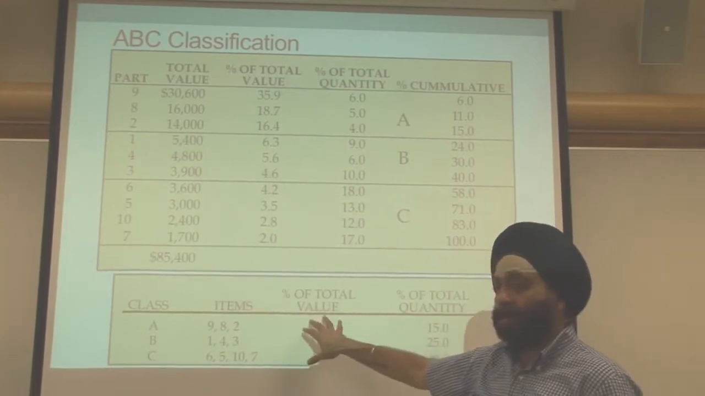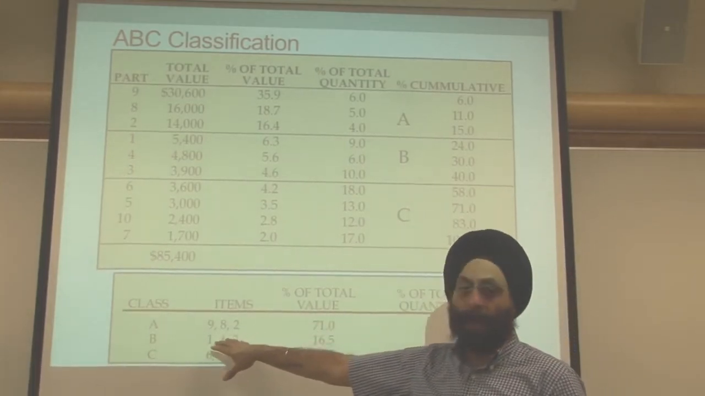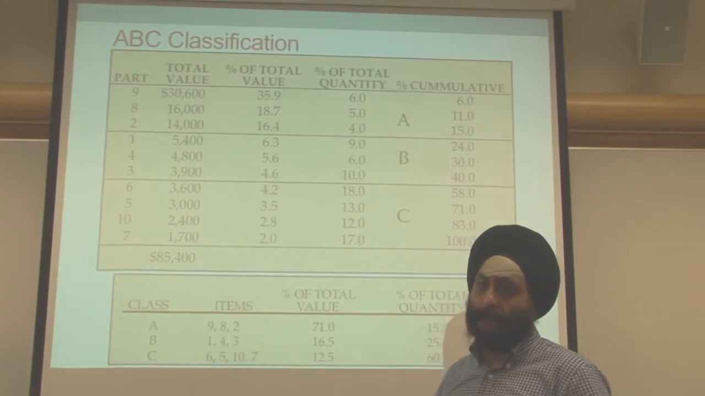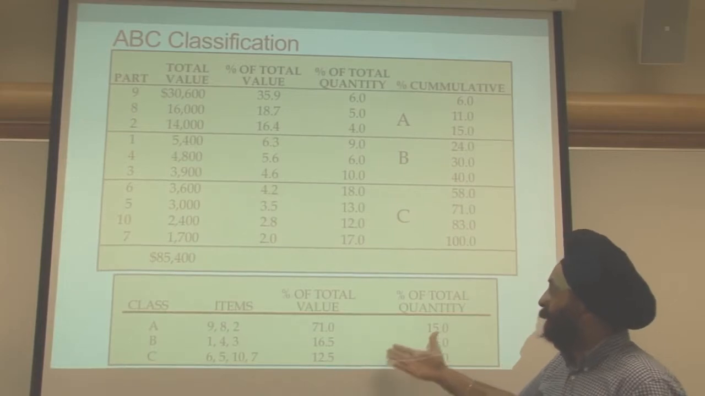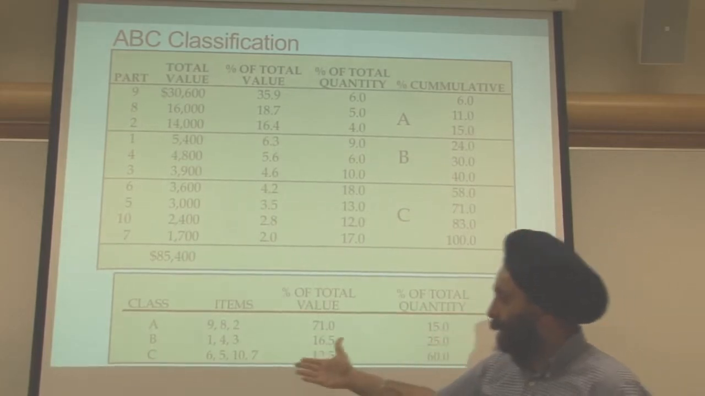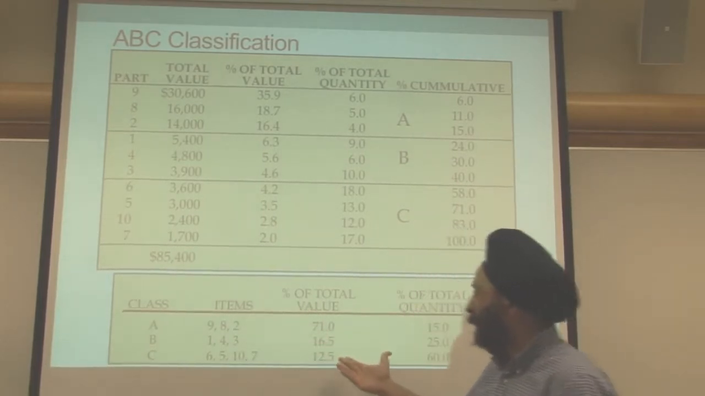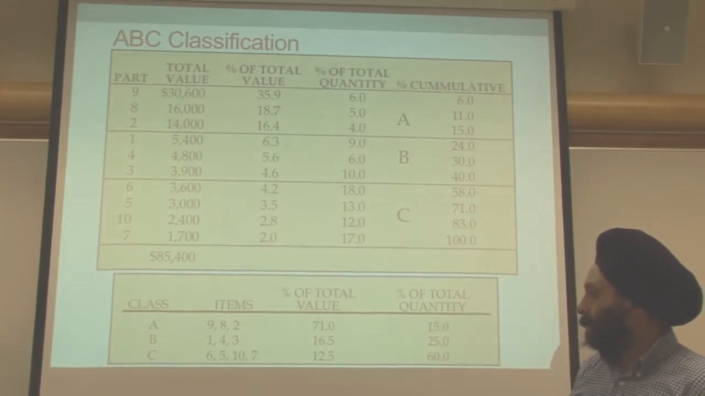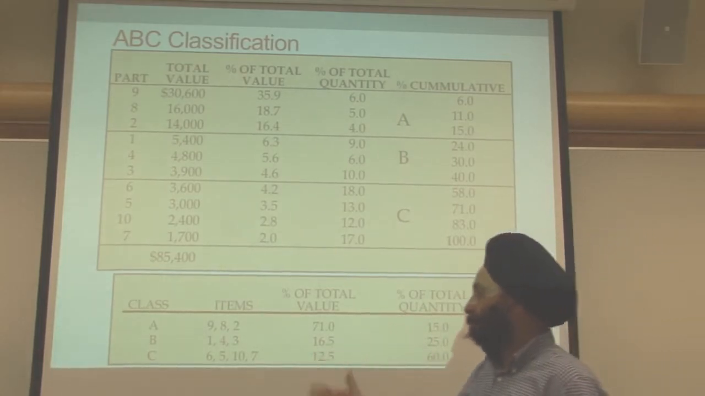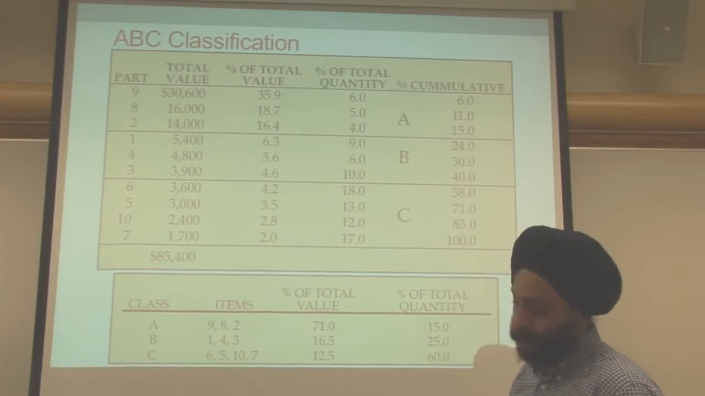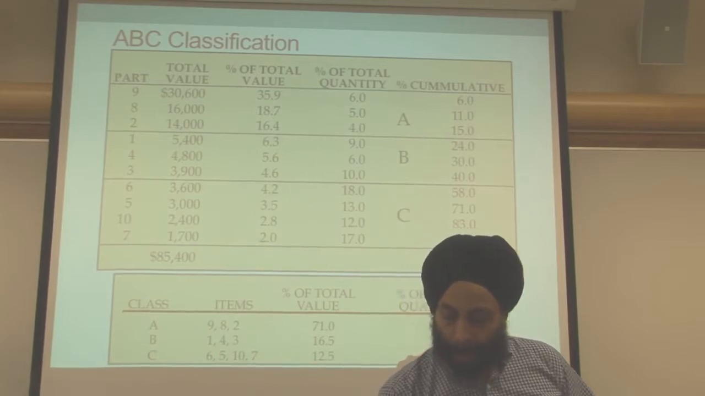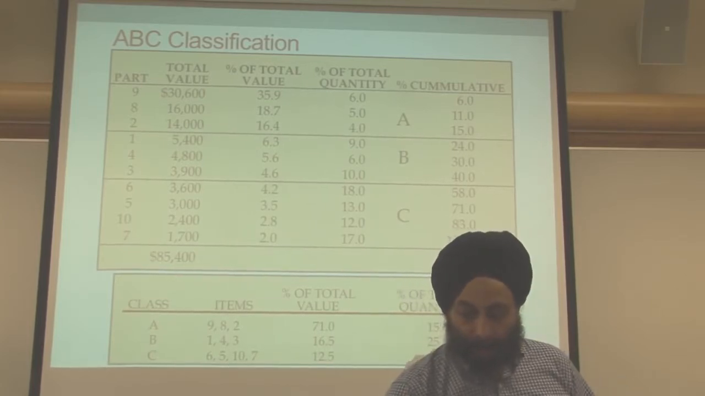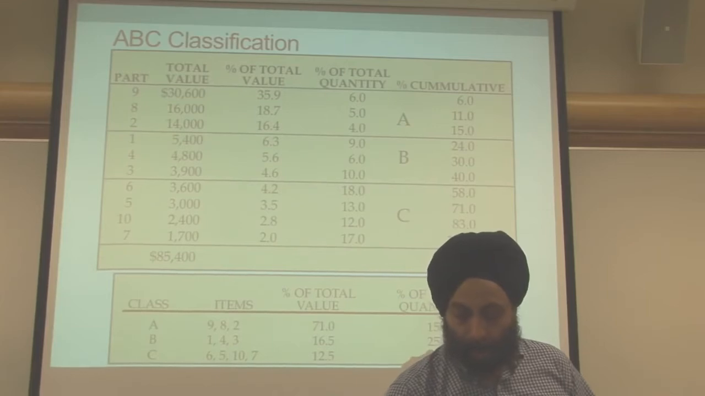But according to the textbook, they are ending up putting 9, 8, and 2 in category A, which is about 71% of the total value, and 1, 4, and 3 in the class B, and then finally the last 4 in the class C category. It all depends on the particular objectives of the company in terms of what they really want to focus more on.